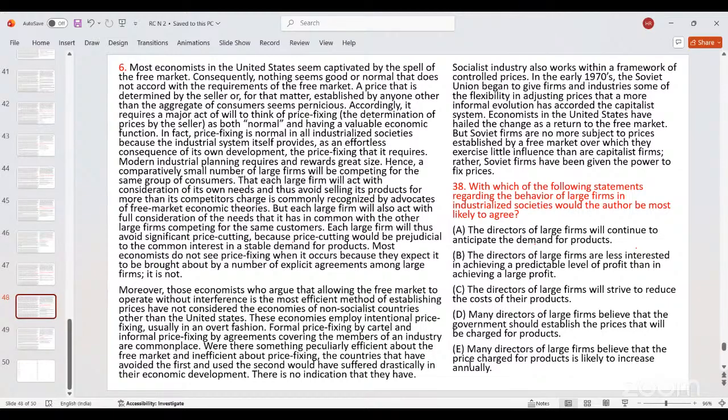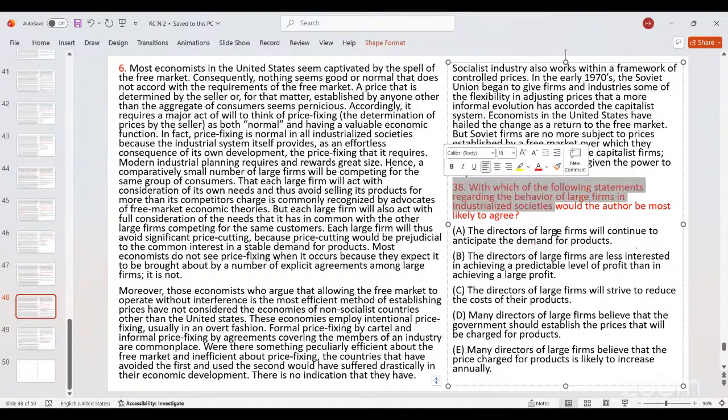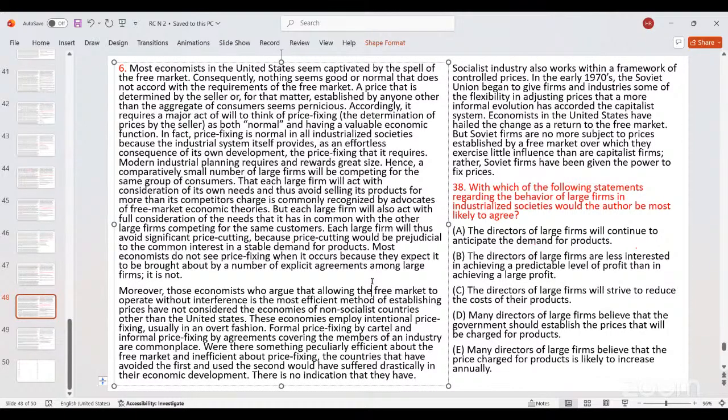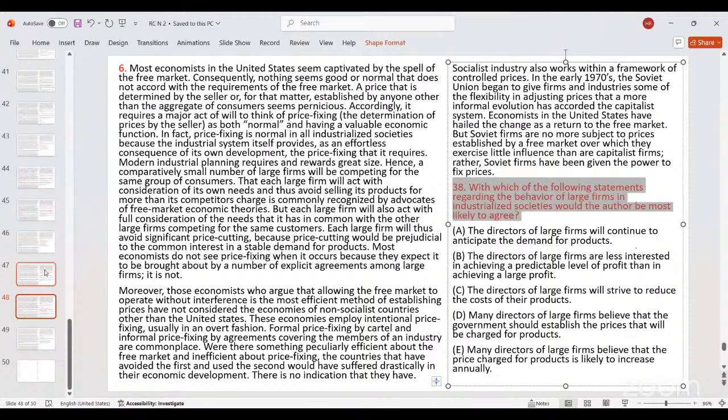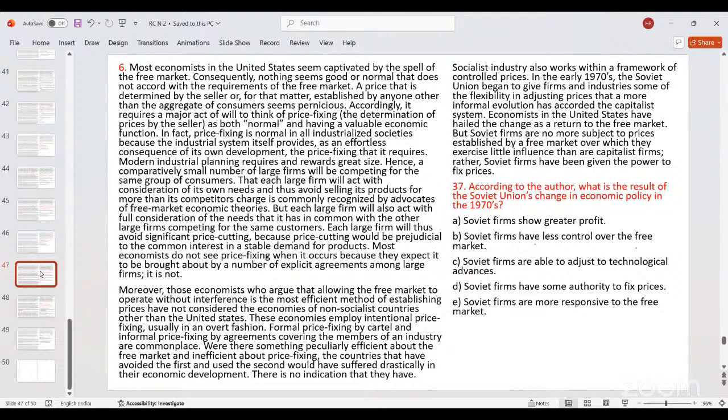This is again an inference question. It means though inference is related to a certain line, so it is easy. What if you find that it is talking about the behavior of large firms? So if it is somewhere large firms or small firms, in that case giving the answer will be easy. That we will do in the next one.